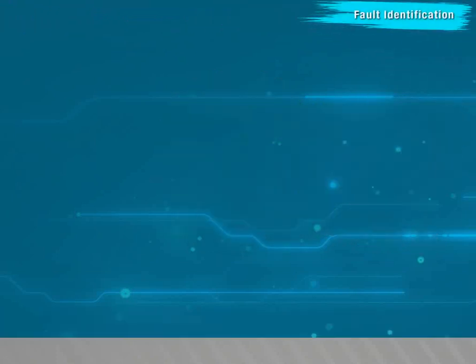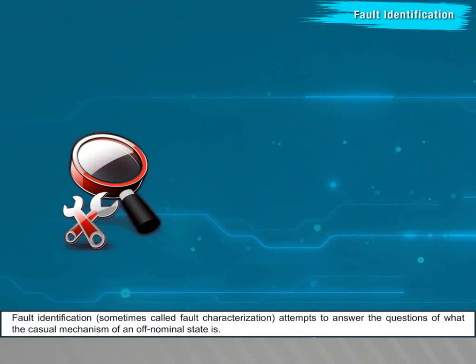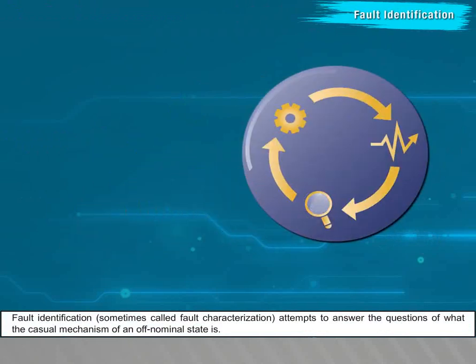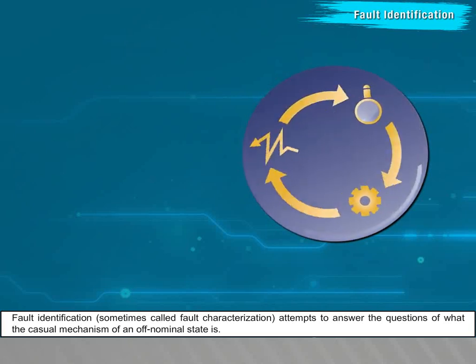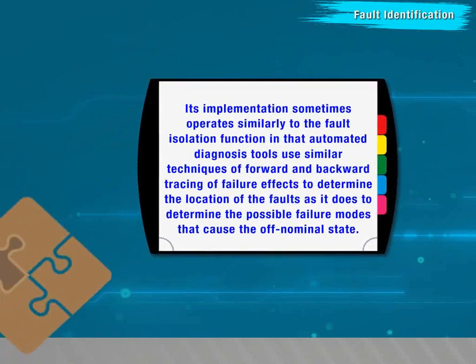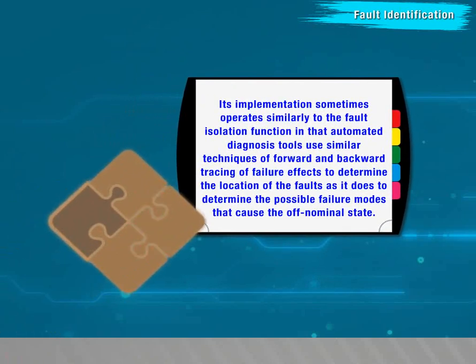Fault identification. Fault identification, sometimes called fault characterization, attempts to answer the question of what the causal mechanism of an off-nominal state is. Its implementation sometimes operates similarly to the fault isolation function in that automated diagnosis tools use similar techniques of forward and backward tracing of failure effects to determine the location of the faults as it does to determine the possible failure modes that cause the off-nominal state.